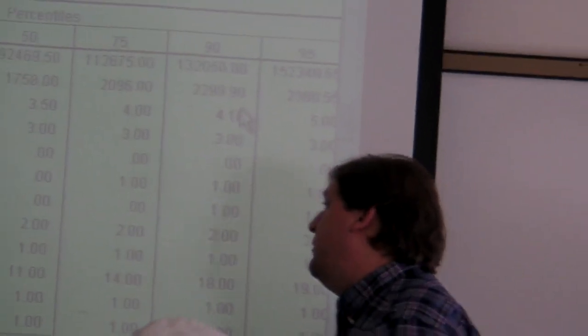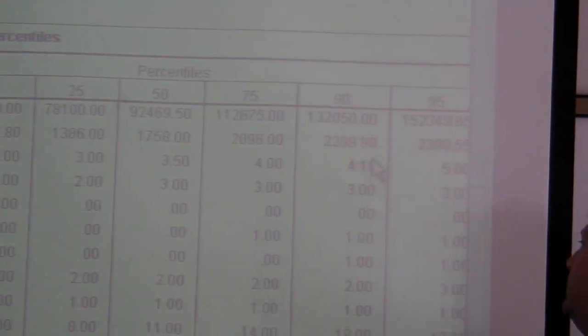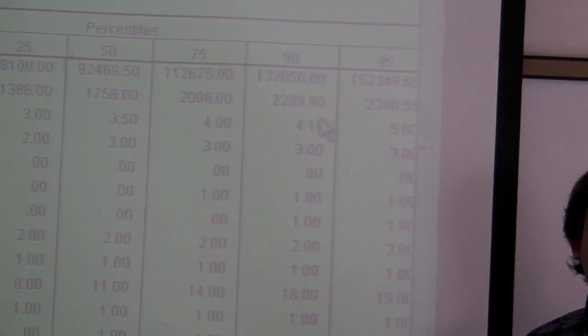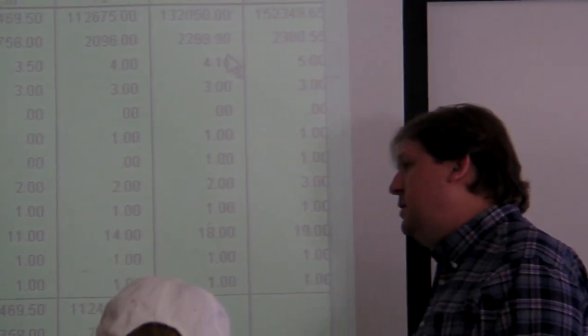SPSS also does give us the 5th and the 10th percentiles along with the 90th and 95th percentiles. So if you want to know where the upper 10% or where the lower 5% is, you could also get those figures from there. So they're nice to know, as I said.